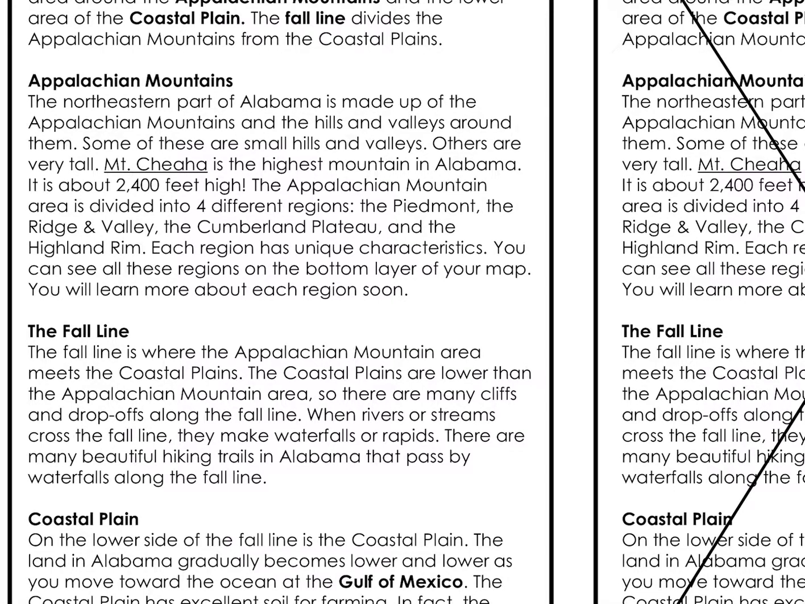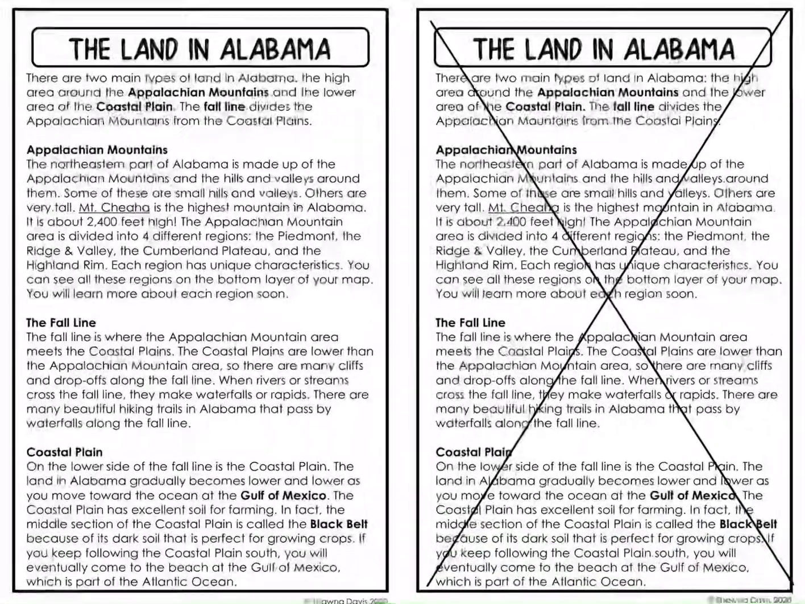The Appalachian Mountain area is divided into 4 different regions: the Piedmont Ridge, the Piedmont, the Ridge and Valley, the Cumberland Plateau, and the Highland Rim. Each region has unique characteristics. You can see all these regions on the bottom layer of your map. You will learn more about each region soon.